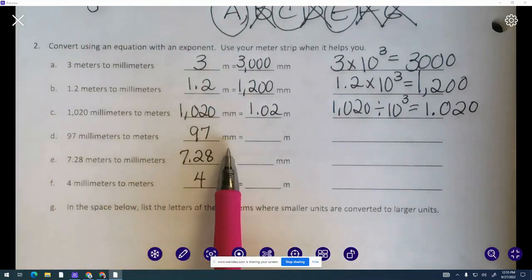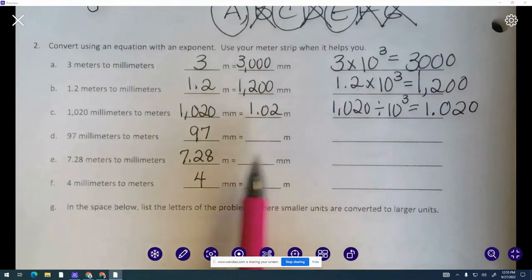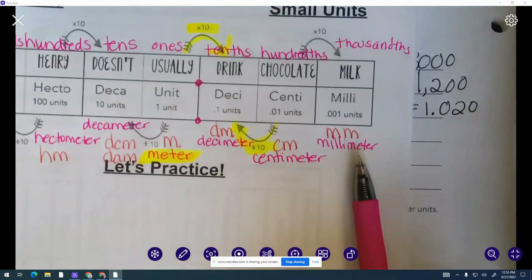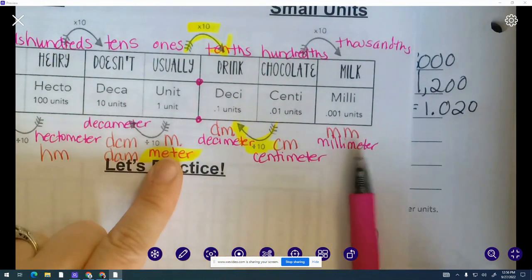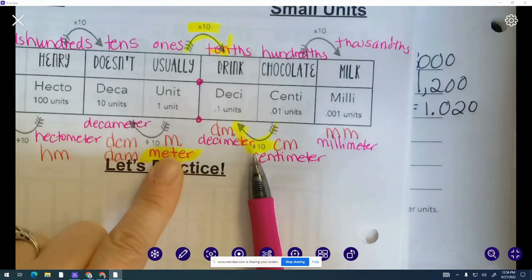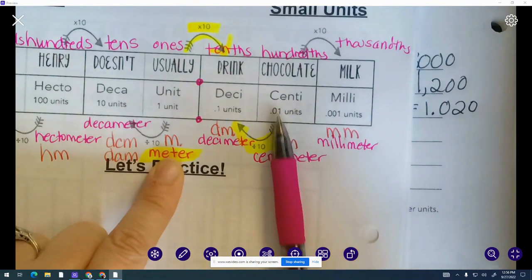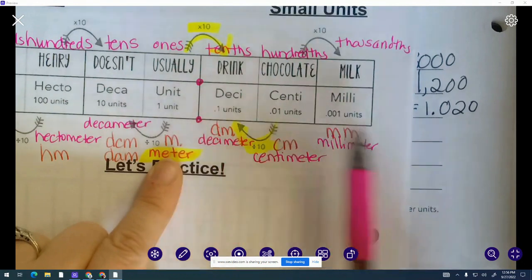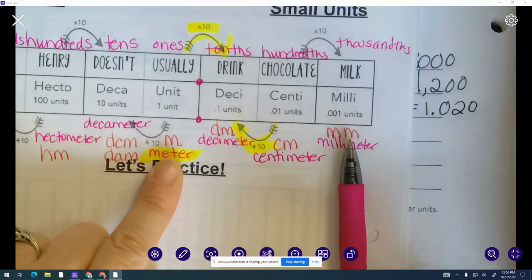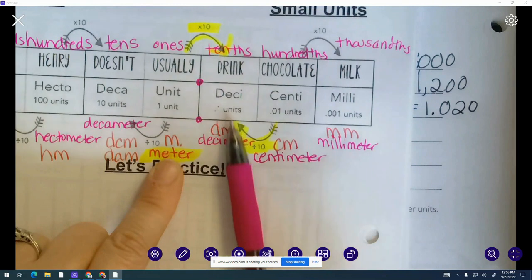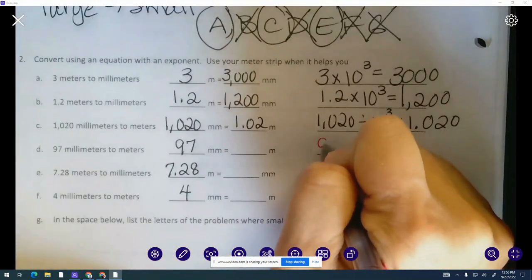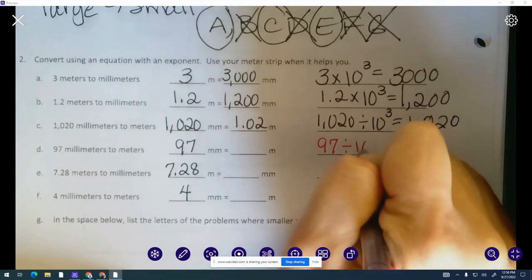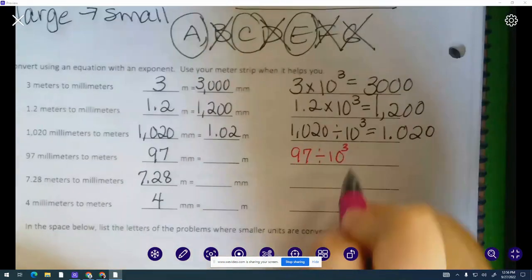I am going from millimeters to meters. So those really tiny millimeters to meters. So I'm going from here to here. Now, if I'm moving this direction, the chart tells me I need to divide by 10 each time I move a place value. So I'm going to take the number of millimeters and divide it by 10 once, twice, 3 times. So this is 97 divided by 10 to the 3rd power.